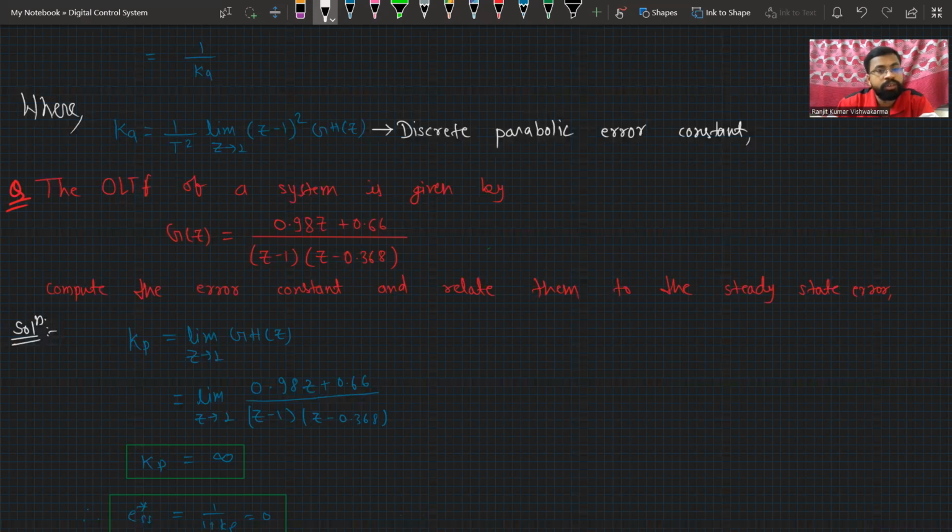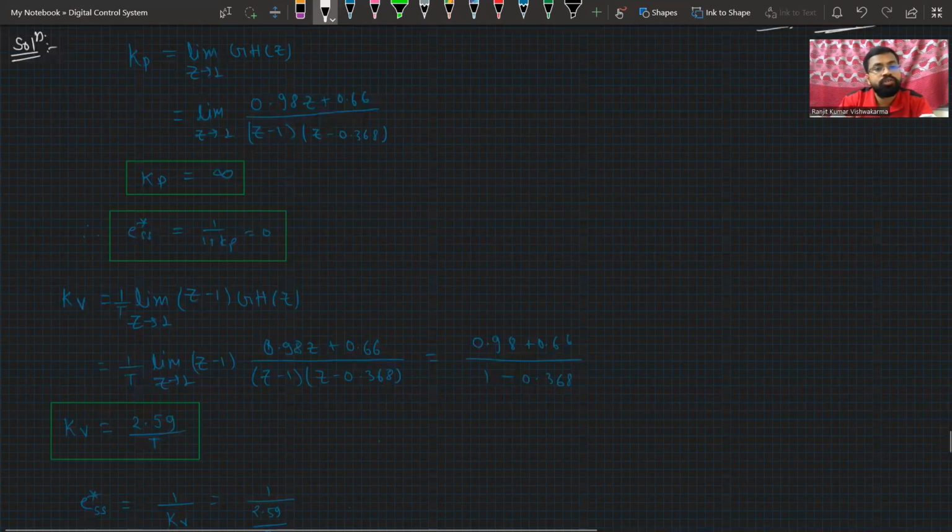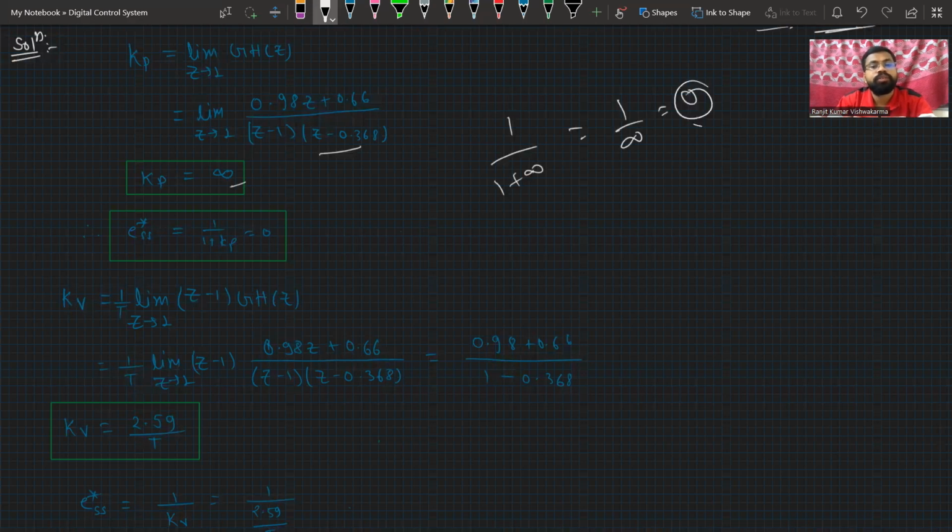Now one question I have taken is calculating the steady state error: how we can calculate the steady state error. After that, these constant values, that is Kp, Kv, and Ka. Compute the error constants and relate them to the steady state error. Relate them means we have to find out the steady state error. As we know, Kp is limit z tends to 1 of GH of z. Just substitute the value and put z equals 1, and we will get infinity. It means the steady state error will be 0: 1 by 1 plus infinity, that is 1 by infinity, which is 0.